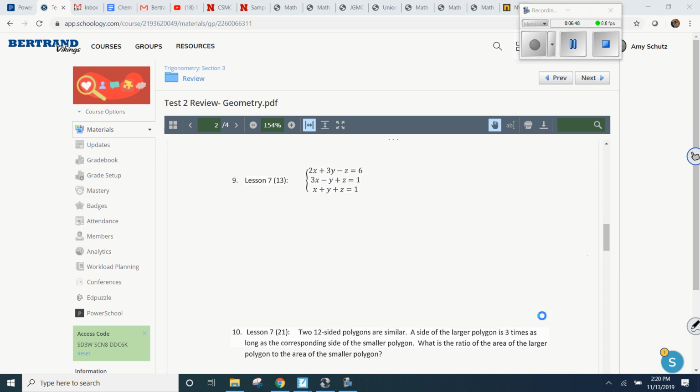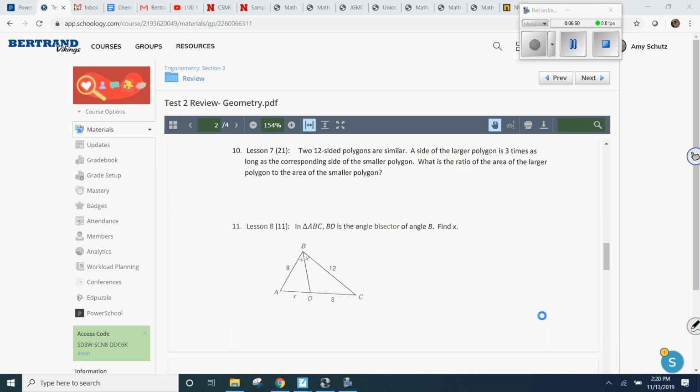Okay, so number 10 says two 12-sided polygons are similar. What do you know about similar figures? They're proportional to each other by a certain scale factor, right? A side of a larger polygon is 3 times as long as the corresponding side of the smaller polygon. So what is the ratio between them?